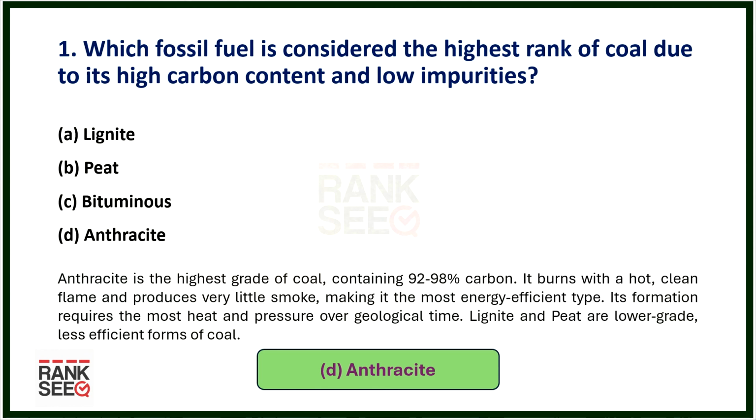It burns with a hot, clean flame and produces very little smoke, making it the most energy-efficient type. Its formation requires the most heat and pressure over geological time. Lignite and peat are lower grade, less efficient forms of coal.